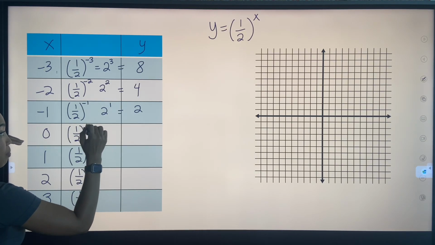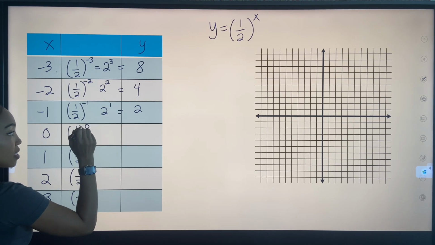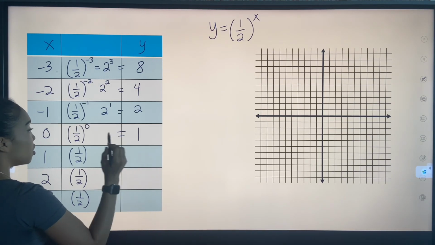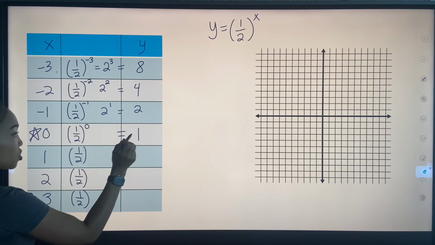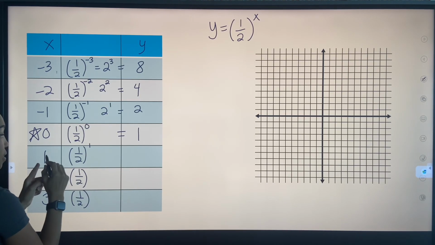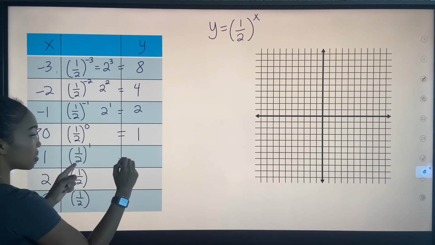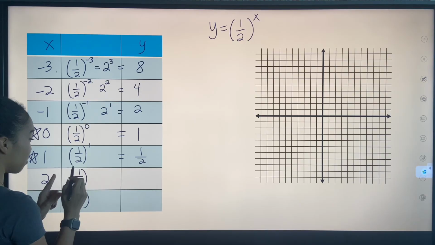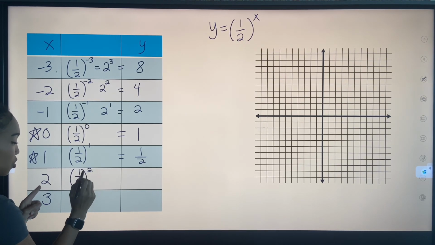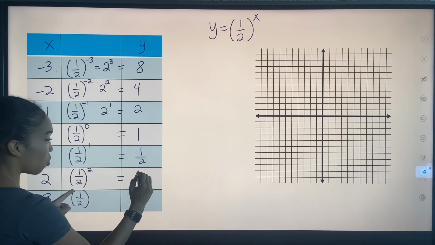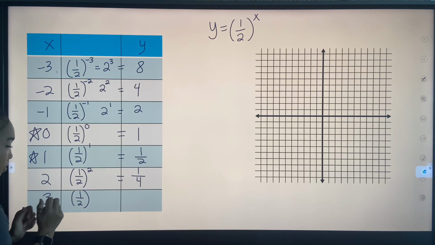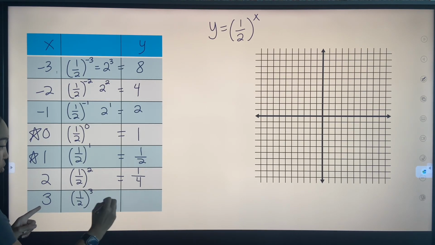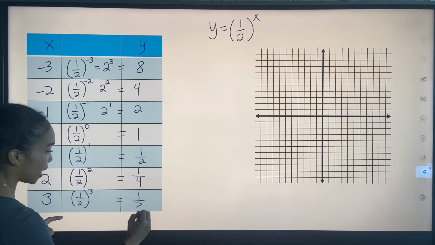Positive 1/2 to the power of 0. Anything to the power of 0 is 1. You need to have that memorized. Anything to the power of 0 is just 1. Anything to the power of 1 is just itself. So this is just 1/2. Then I have an exponent of 2. This becomes 1/4 because 2 squared is 4. Next, your exponent is 3 and you get 1/8.